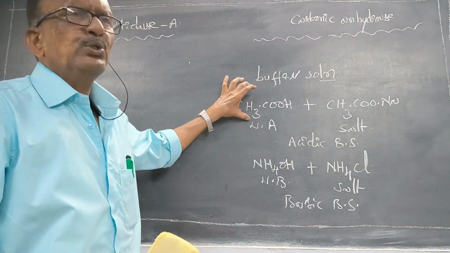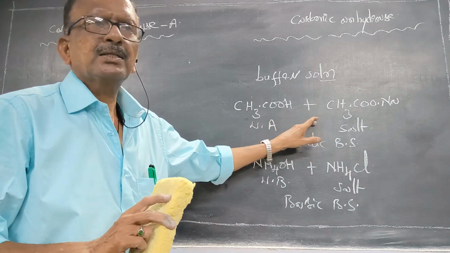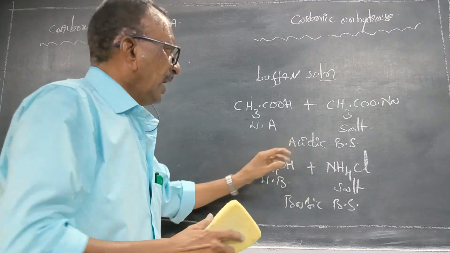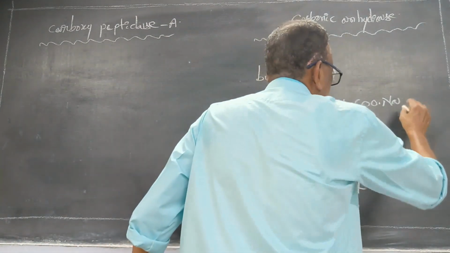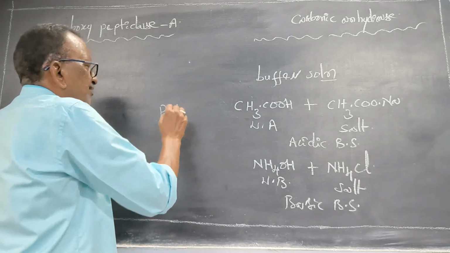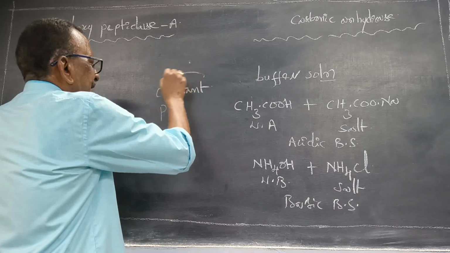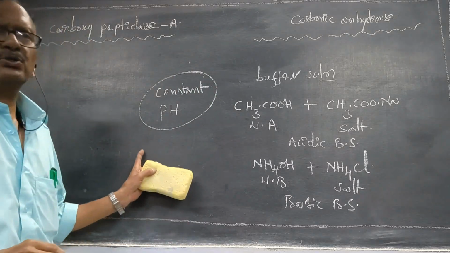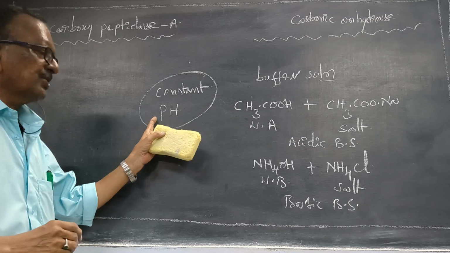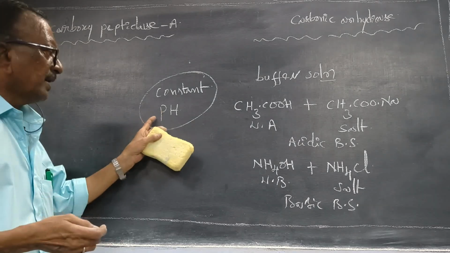So a solution which contains a weak acid and its salt, or a weak base and its salt, what is its main function? It will maintain constant pH. For maintaining this pH of a solution, that is, the negative logarithm of hydrogen concentration is called the pH. So no need to write the definition, not necessary.